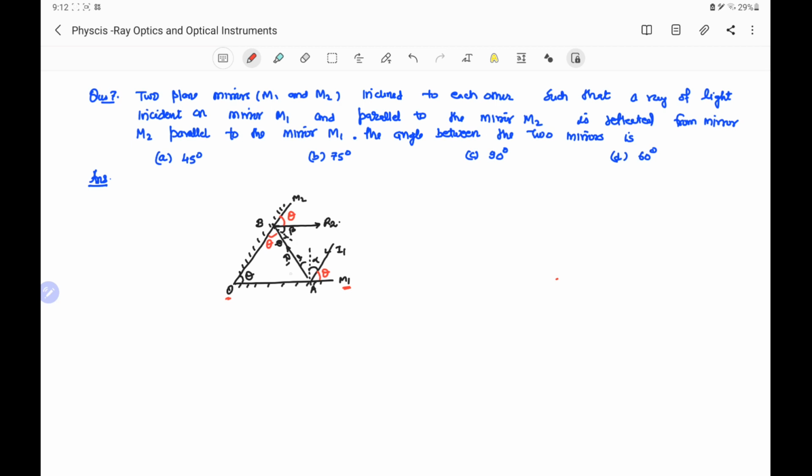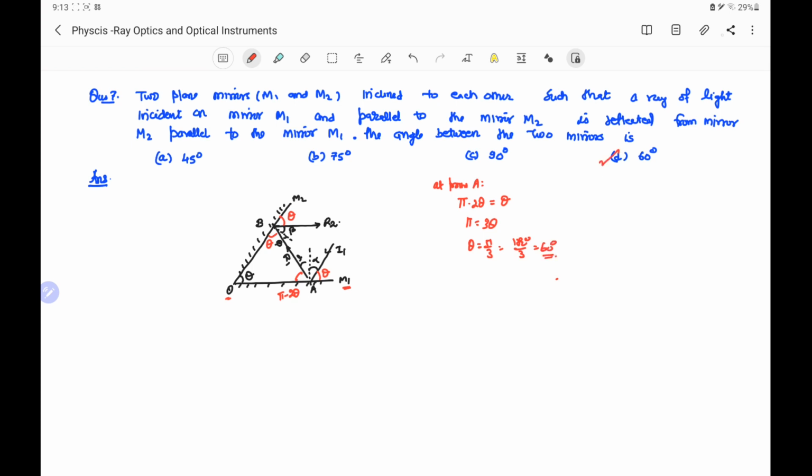And in triangle BOA, because two angles are theta, the remaining angle will be pi minus the sum of the two angles, that is 2 theta. Because at point A the angle of incidence equals the angle of reflection, the remaining angles will also be equal. That means pi minus 2 theta will be equal to theta at point A, or pi equals 3 theta, or theta equals pi by 3, or 180 degrees by 3, that is equal to 60 degrees. So option D is the correct option.